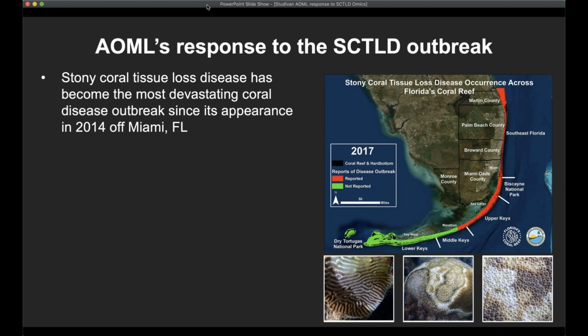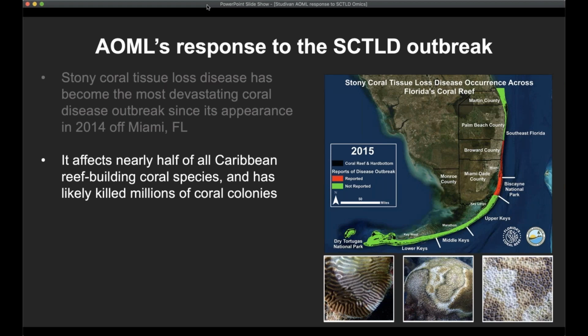For those of you who might not be familiar, coral reefs throughout the Caribbean are currently experiencing a devastating coral disease outbreak known as Stony Coral Tissue Loss Disease. It first appeared off of Miami, Florida in 2014 and has since spread throughout the entirety of Florida's coral reef and has now spread to numerous territories throughout the Caribbean. What makes this disease so threatening is that it affects nearly half of all Caribbean reef building species. At the last count, I believe it was 24 species. And there are estimates that it has killed millions of coral colonies throughout the endemic zone.